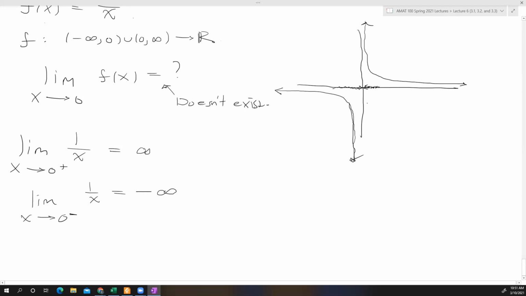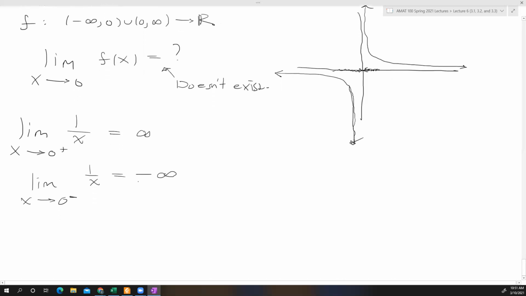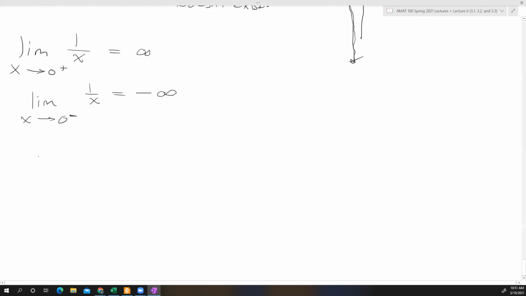But you notice you have other limits right here. That's what's going on near zero. But what about when x goes out to infinity? Just from the graph, it's pretty clear that 1 over x is getting close to zero. That makes sense. When you take 1 and divide it by a really big number, you get a small number. And if you divide 1 by an even bigger number, you get a number that's even smaller. So 1 over x is shrinking as x gets bigger. So we have these other limits.